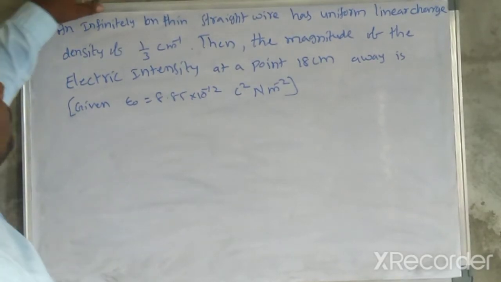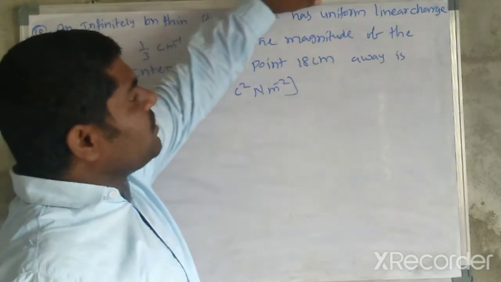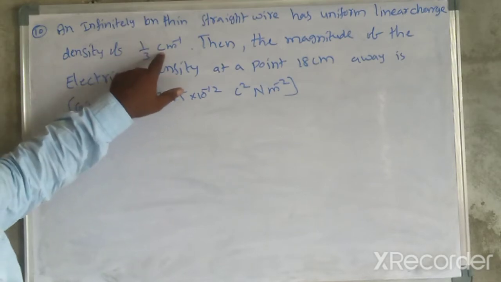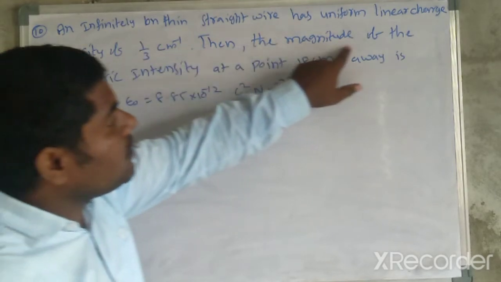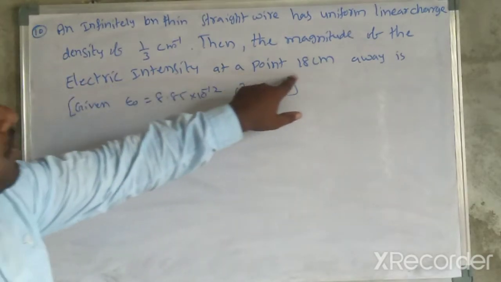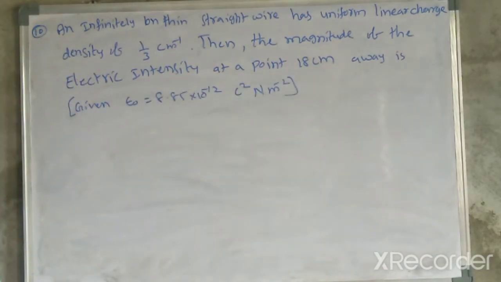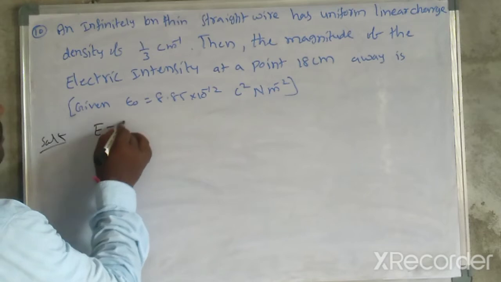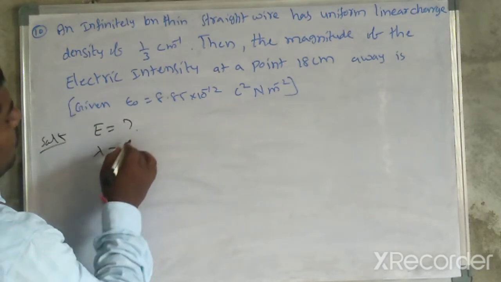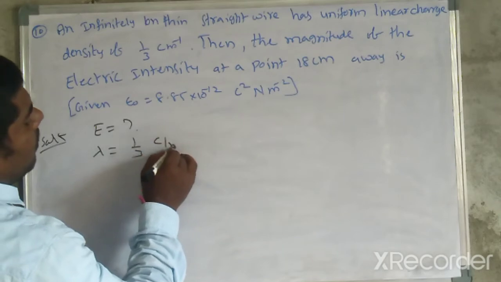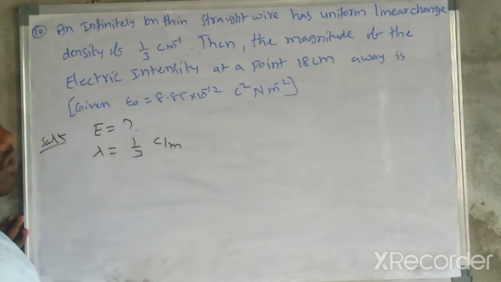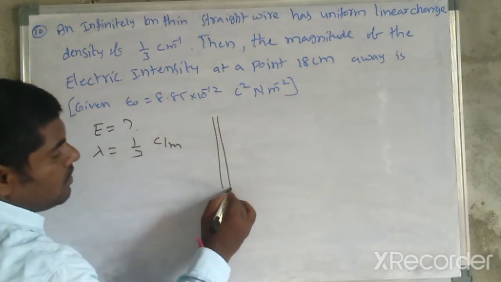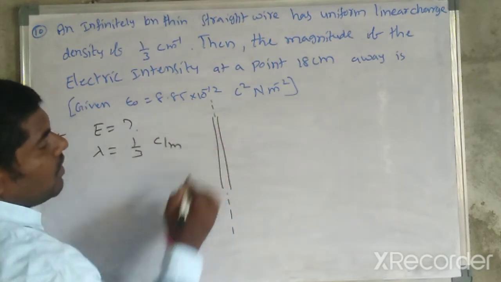Another model: an infinitely long thin straight wire has uniform linear charge density of 1 by 3 coulomb per meter. Then the magnitude of the electric intensity at a point 18 centimeters away is. According to the question, electric field is equal to how much? They gave lambda equal to 1 by 3 coulomb per meter. Coulomb per meter is one dimensional. A long wire is nothing but one dimensional. This is one long wire.